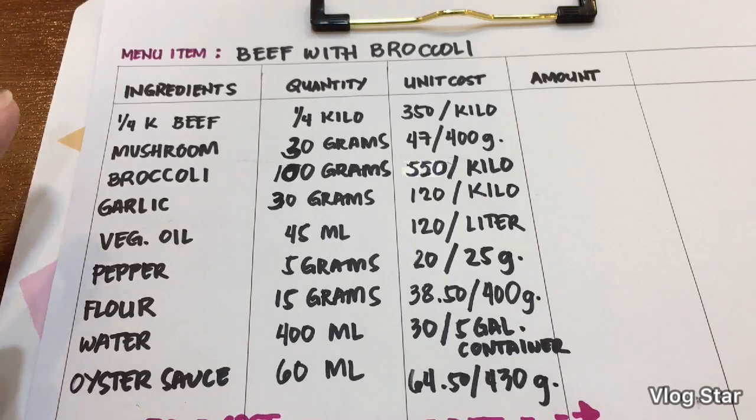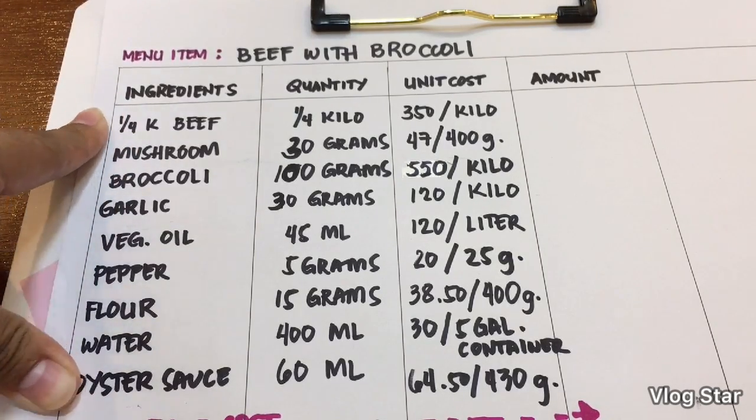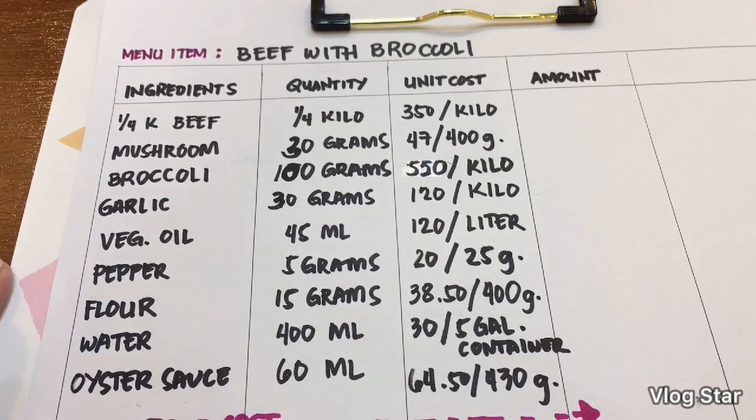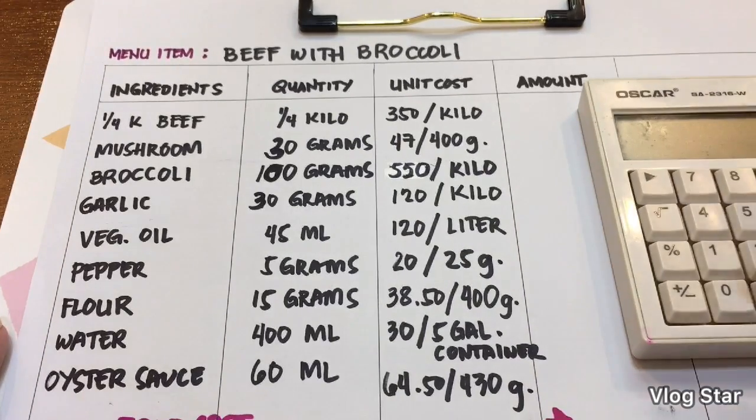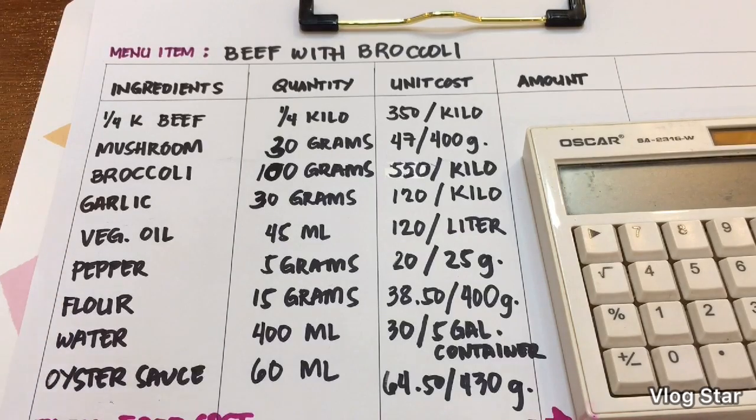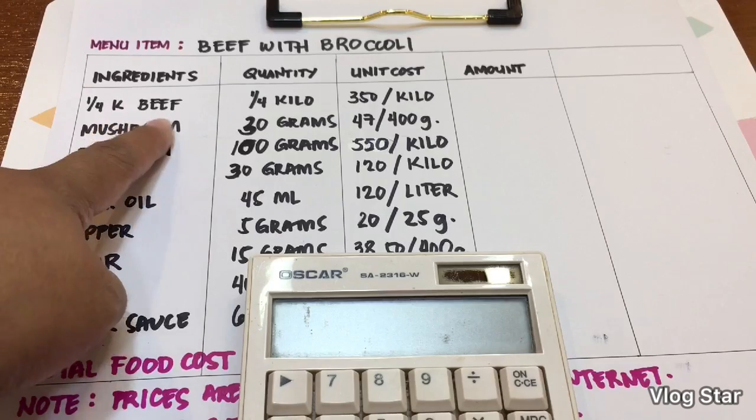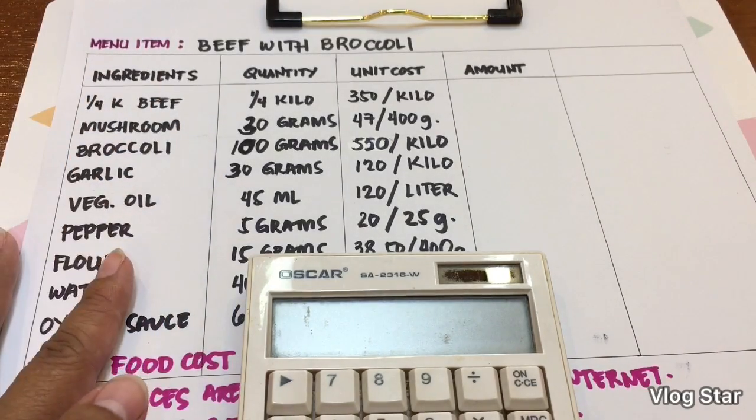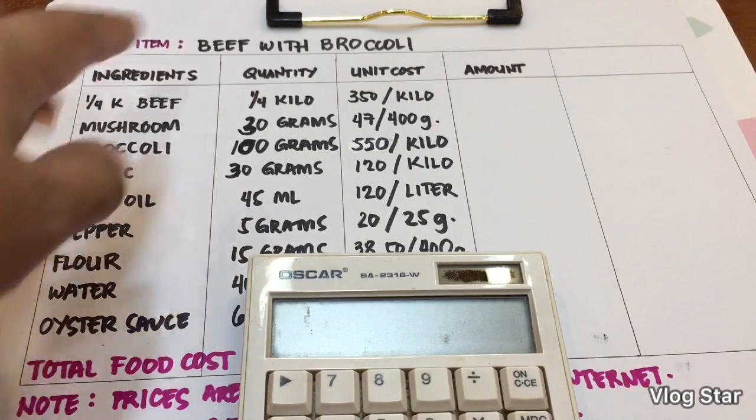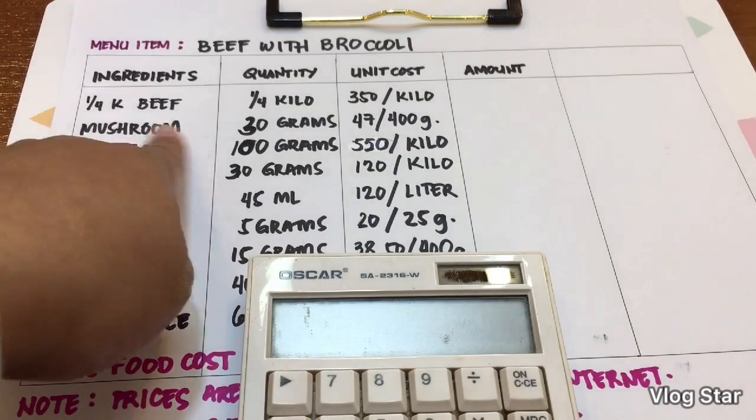Alright, so, subukan natin i-compute itong standard recipe natin na pin-prepare for the beef with broccoli. Alright, so let's start. Okay, dito yung aking calculator para makita nyo rin siya. Okay, so let's start with the 1/4 beef na kailangan natin para dun sa serving na gagawin natin. By the way, yung yield ng recipe na to is good for 2 to 3 persons. So, let's start with the beef.